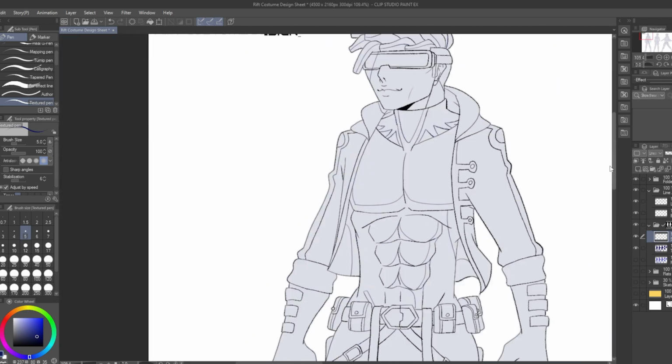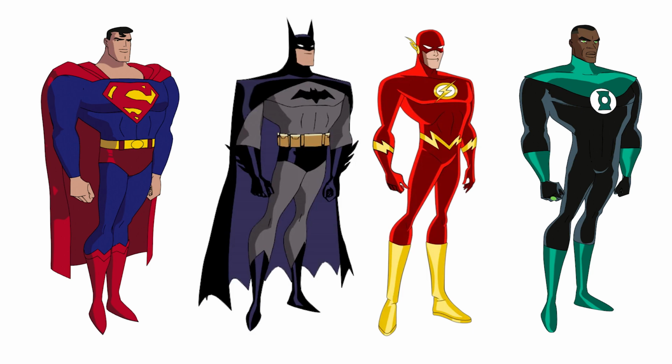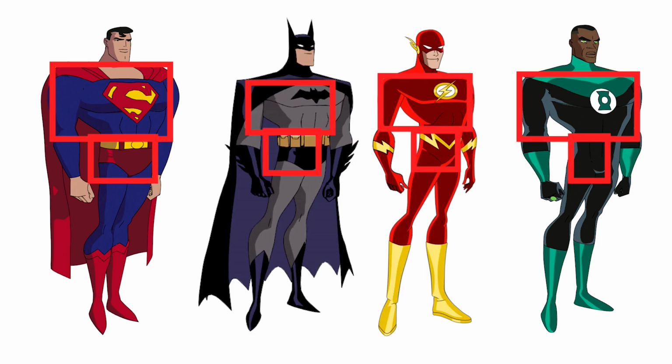Now, using the characters from Justice League, if you look at Superman, Batman, Flash, and Green Lantern, they all have those big broad shoulders and wide waists, and essentially look like two huge squares stacked on top of each other. But Batman, with his ears, has two small triangles, showing Batman should be slightly scarier or more intimidating at first glance than the rest.